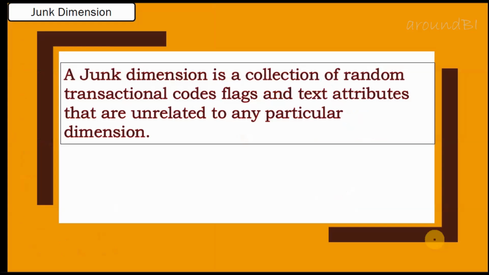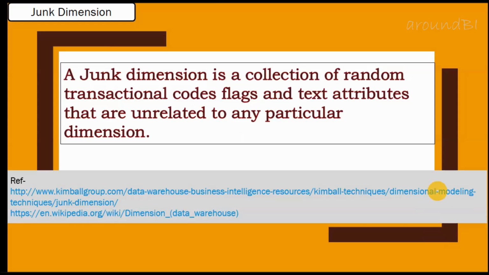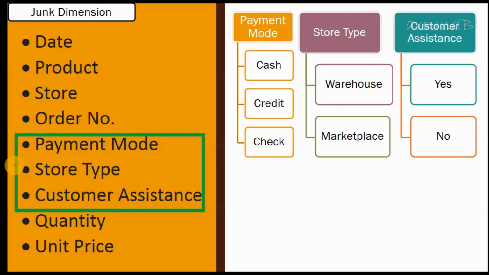A junk dimension is a collection of random transactional code flags and attributes that are unrelated to any particular dimension. By creating a junk dimension, we remove the flags from the fact table and place them into a useful dimensional framework. Generally in a junk dimension, we keep the Cartesian product of all the attributes' possible values.